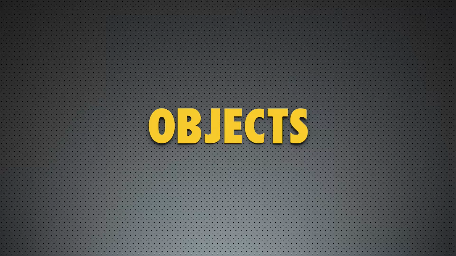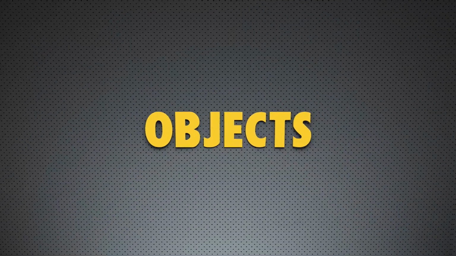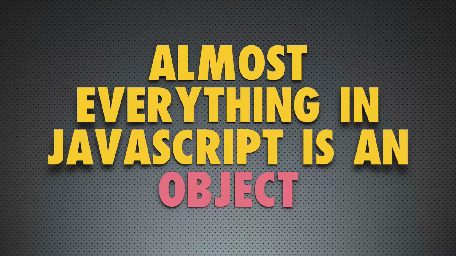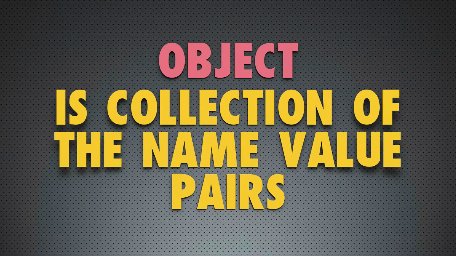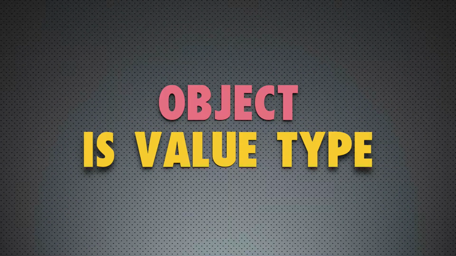Let's now take a closer look at objects in JavaScript. We have already discussed several important concepts, and the first important concept is that almost everything in JavaScript is an object. We have also discussed that an object is a collection of name-value pairs. But we have also talked about value types, and you know that object is a value type. There are two groups of types in JavaScript: primitive types and reference type. And object is a single value type that belongs to the second group, reference type.